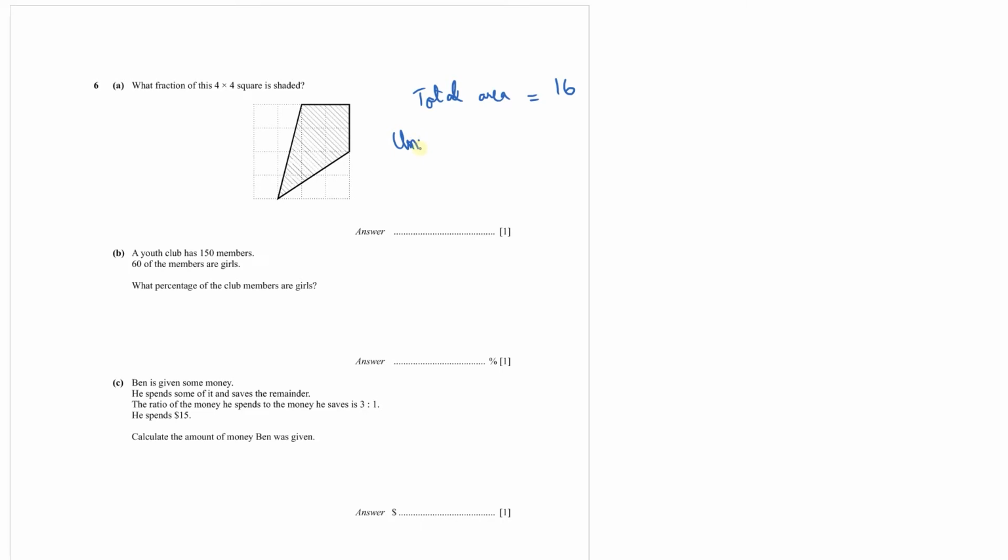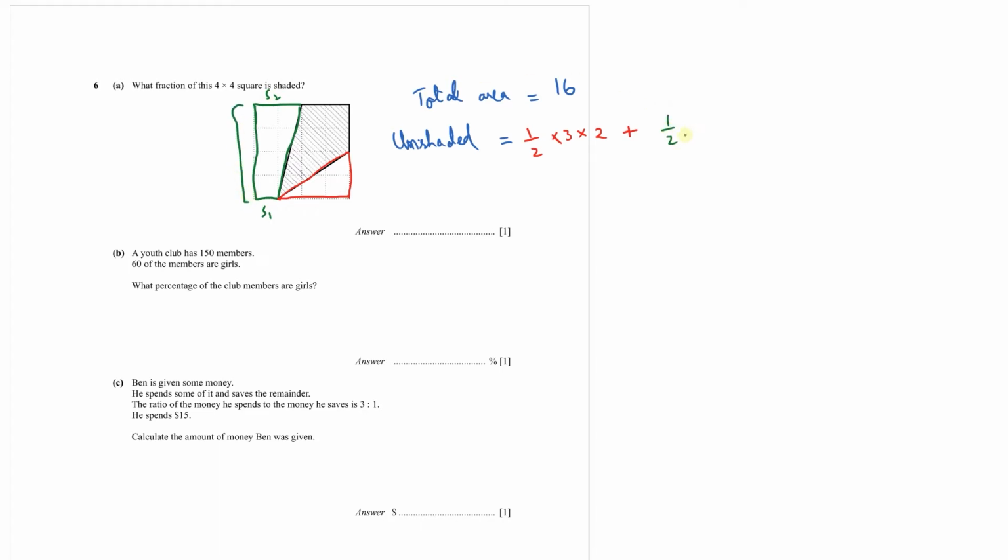So let's see how much is unshaded. This triangle here is unshaded. What's the area of this? 1 by 2 into base, which is 3 blocks, into height, which is 2. Plus this trapezium is also unshaded. So this is side S1, side S2, the two parallel sides, and this is the height.